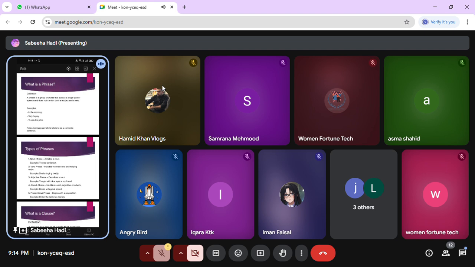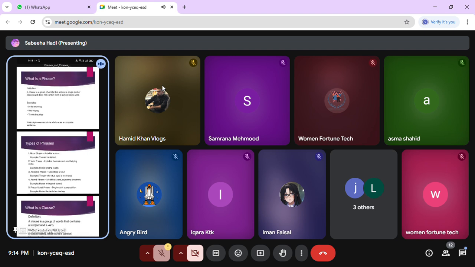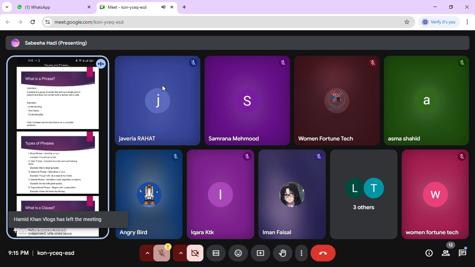Noun phrase acts like a noun. Means in a phrase, noun phrase acts as a noun. For example, it acts like a noun, like any naming word. The example is: the red car is fast. Here, the red car is a noun phrase because it acts as a noun in this sentence.